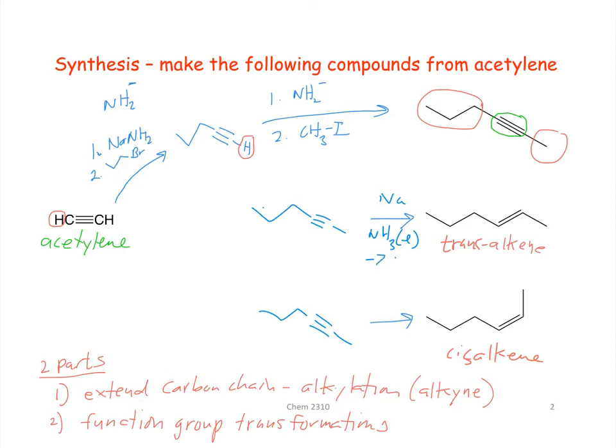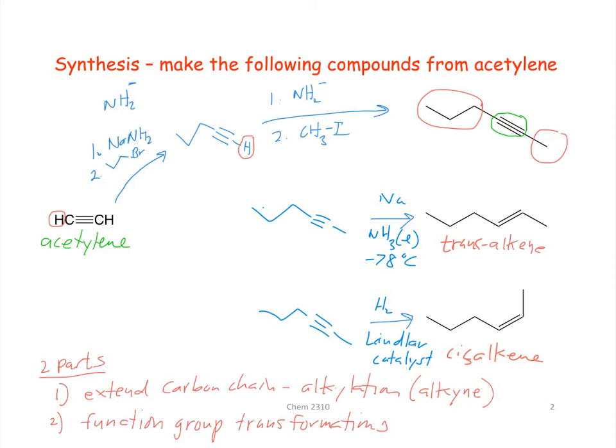So we use sodium and liquid ammonia at a cold temperature, and that gives us the trans alkene. All right, if we want to get the cis alkene, what do we do? In this case, we use hydrogen, and remember we use this modified catalyst called the Lindlar catalyst. And that gives us the syn, or the cis alkene.